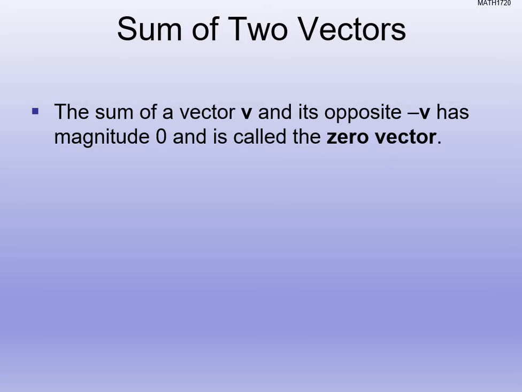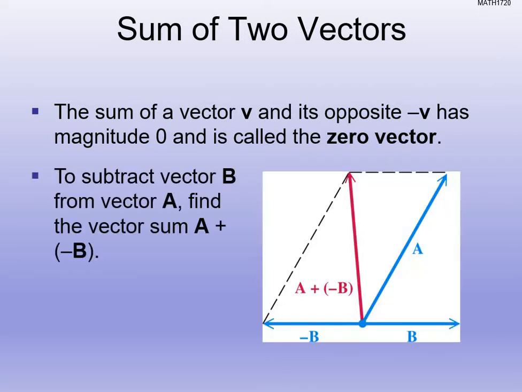Remember, negative is not a quantity in this case. The magnitude is always positive, but the direction can change. All right, so the magnitude will always be positive because it's a distance. The negative represents the direction. So when we have the sum of a vector and its opposite, the resultant is a zero vector.